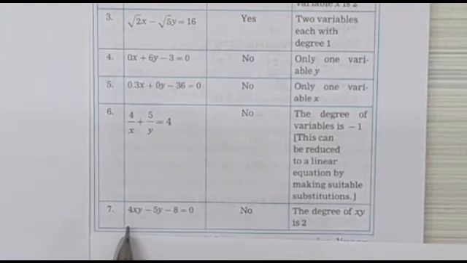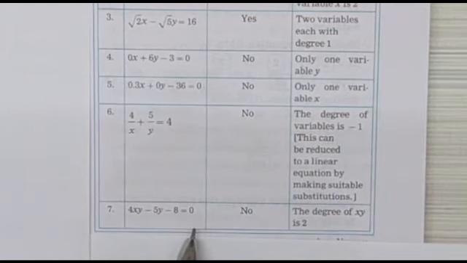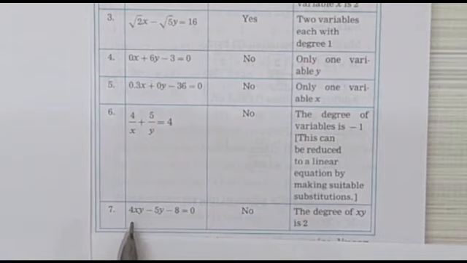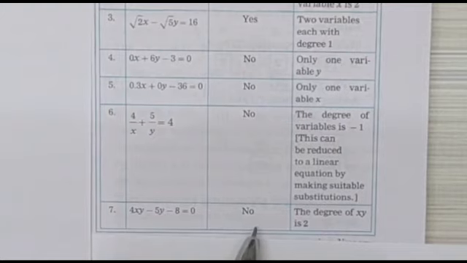In the 7th example, 4xy minus 5y minus 8 is equal to 0. The degree of xy is 2. The degree of x is 1, y is also 1. Therefore, the highest degree of this variable is 2. Therefore, it is also not a linear equation.